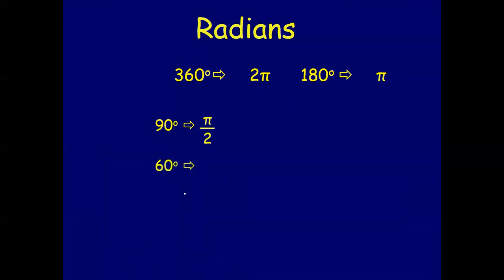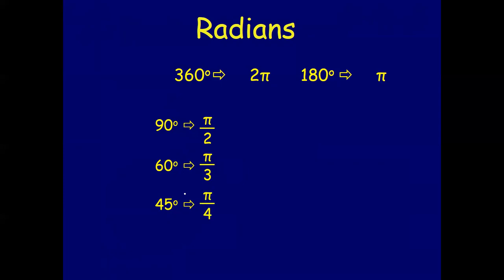Now, what is 60 degrees? Have a look, 60. What did I do to the 180 to get 60? Divide by 3. So that's why it's pi over 3. So if you divide by 3 that side, you need to do the same on the other side. What is 45 degrees? So you take the 90, you half it. That means pi over 2 divided by 2, which becomes pi over 4.